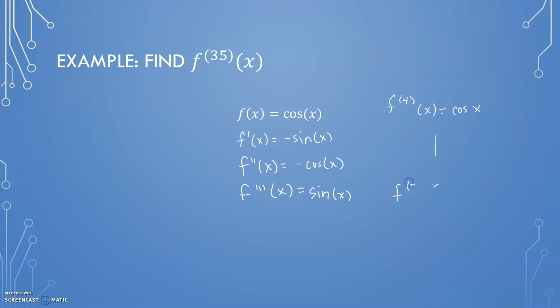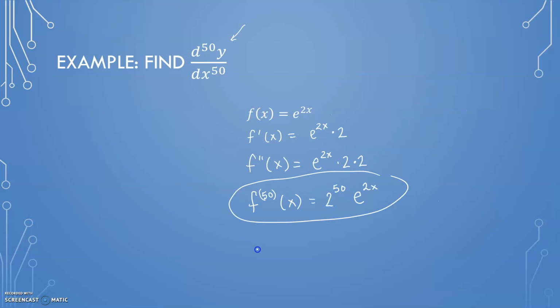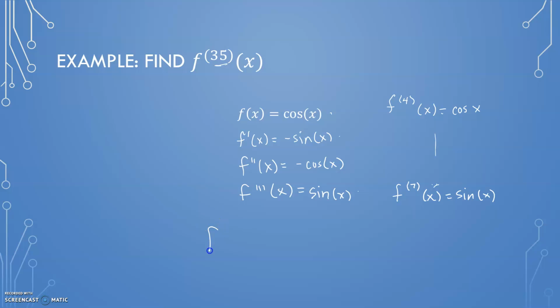So the seventh derivative would be sine, and the eighth derivative would be cosine. So I really want to know, where am I in that cycle if I'm at the 35th derivative? Well, 8 times through the cycle I would be at the 32nd derivative, and so then this would be the 32nd, 33rd, 34th, 35th. So the 35th derivative would be sine of x.